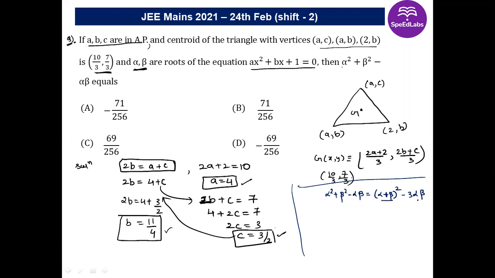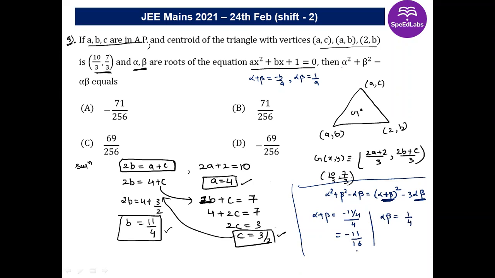Why are we converting into this form? Because this is the sum of roots and this is the product of roots, which we can find very easily. So you can simply see the sum is minus b by a and the product is simply c by a. So the sum, alpha plus beta, is minus b by a, where b is 11/4, so that will be minus 11/4 divided by a, that is 4. So it's coming minus 11/16. This is the sum, and the product is simply 1 upon a, that will be 1/4.